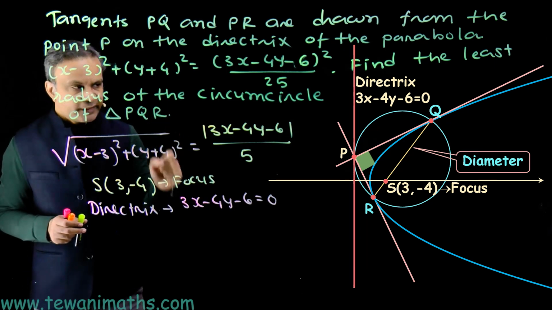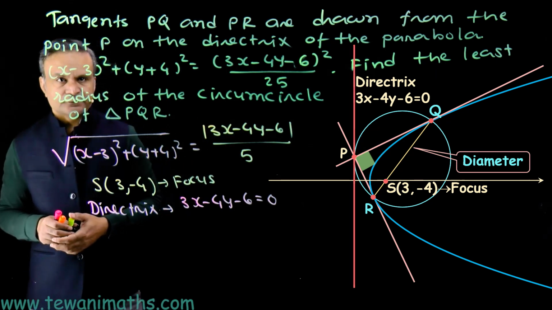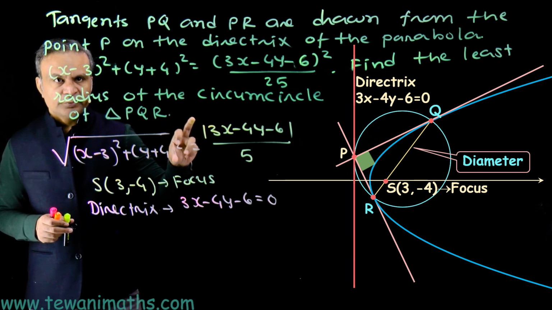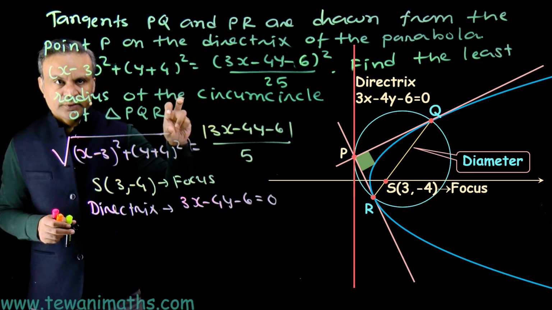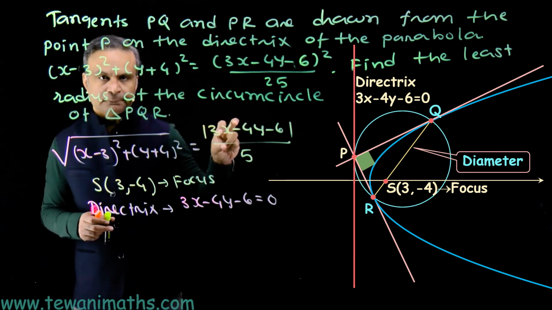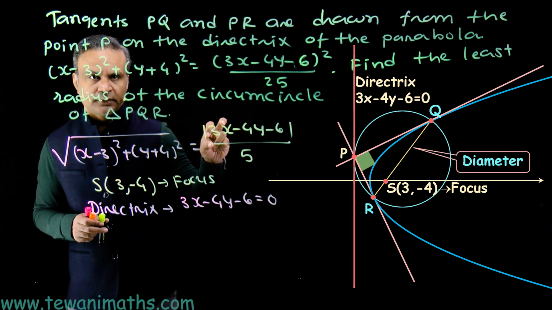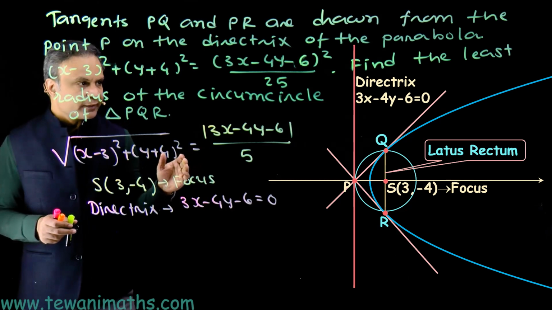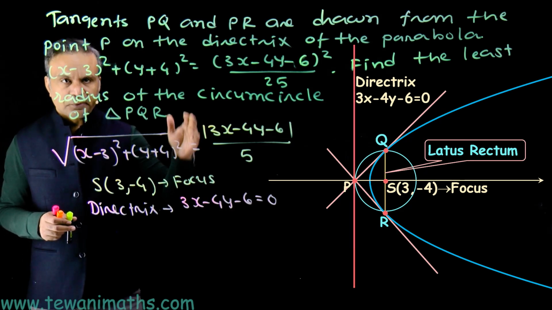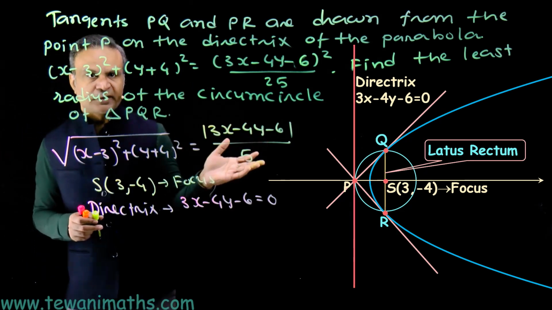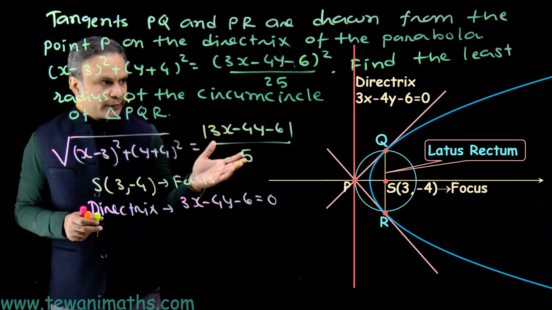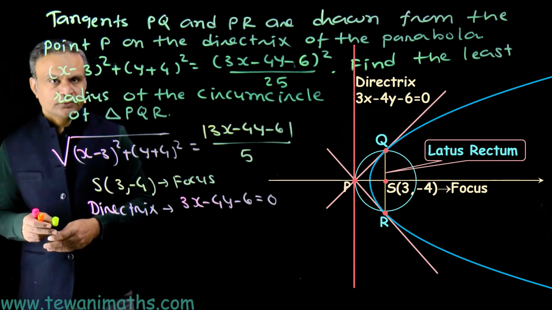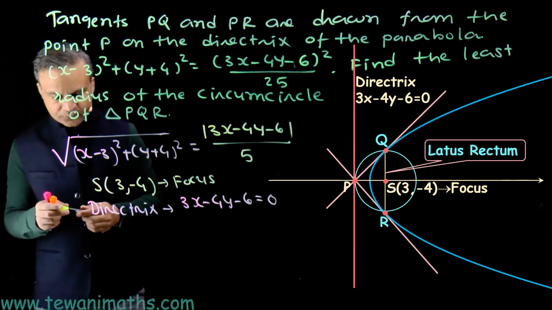What will be the least value of this diameter? QR is a focal chord. Then what will be the minimum length of QR? Definitely the minimum length will be the length of the latus rectum, and QR will be perpendicular to the axis of the parabola. And what will be the latus rectum of this parabola? How can you find it? What is the formula for the latus rectum?